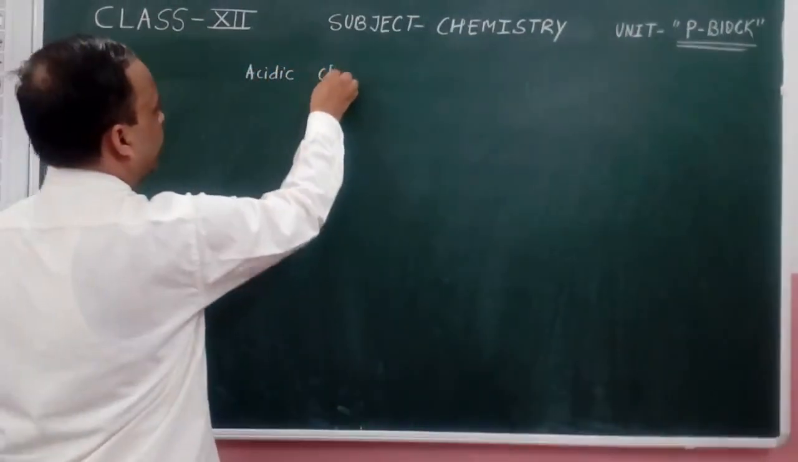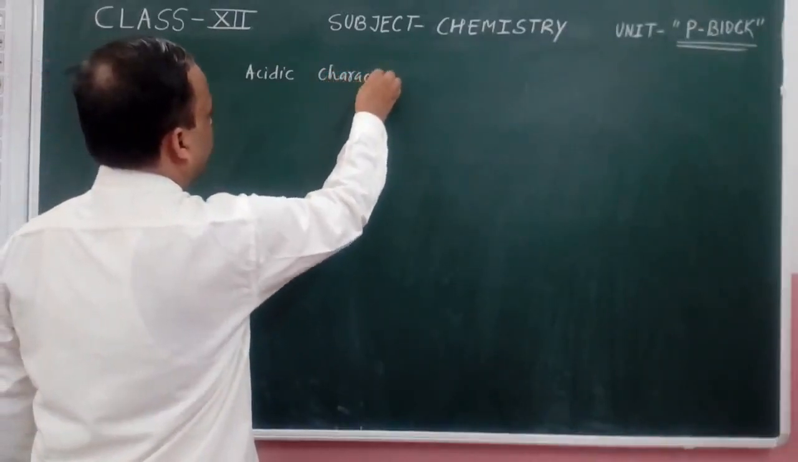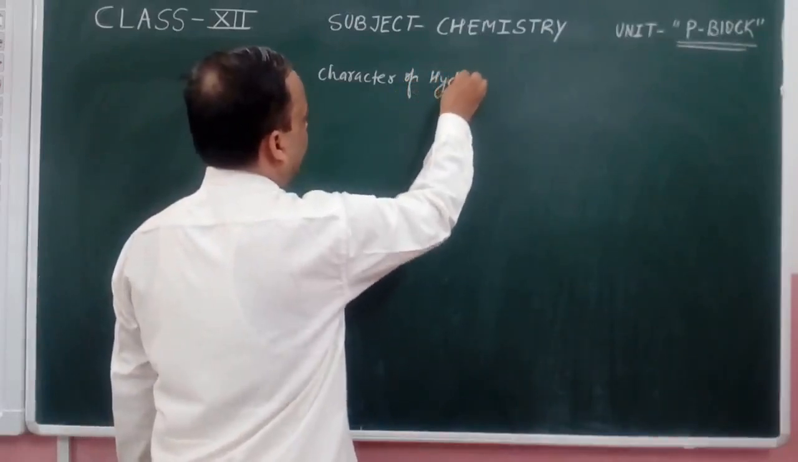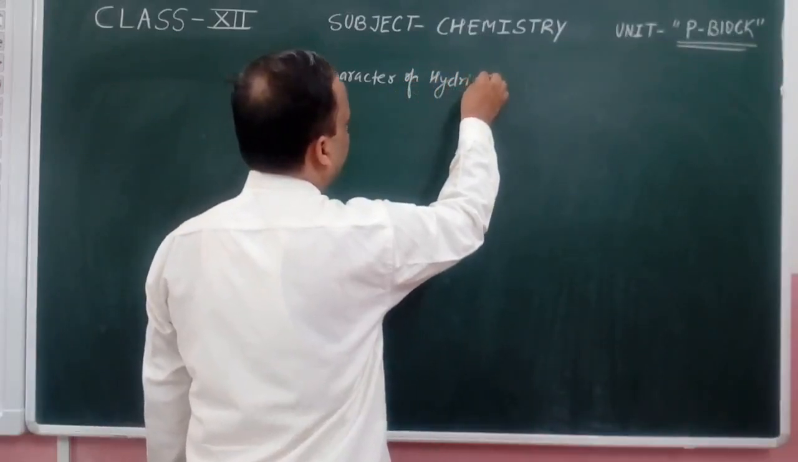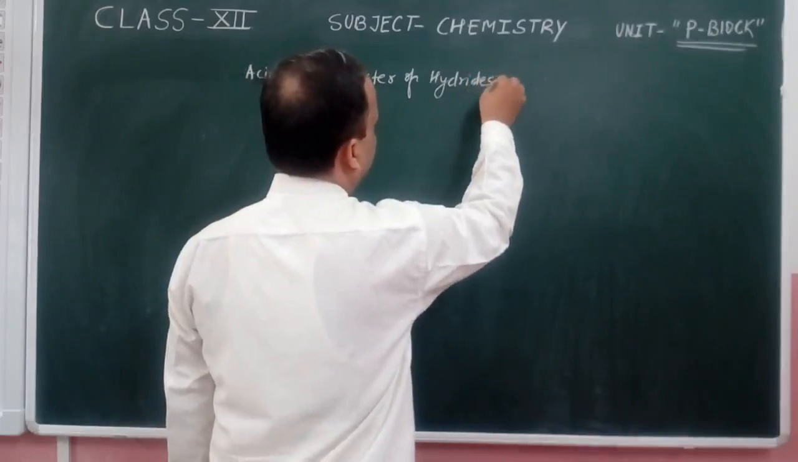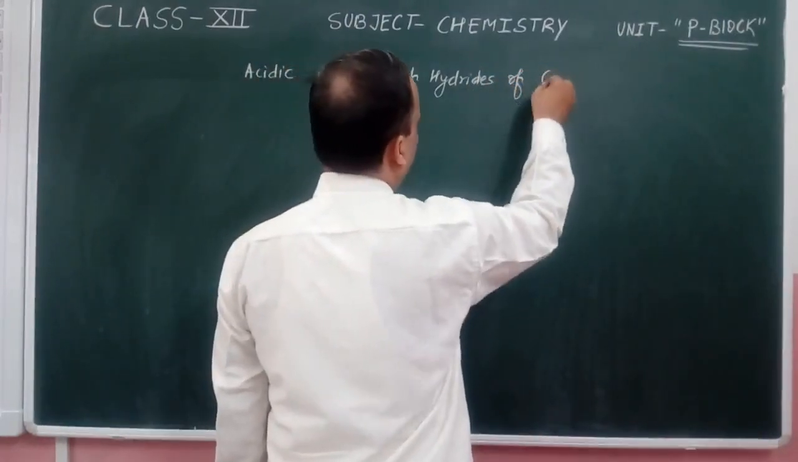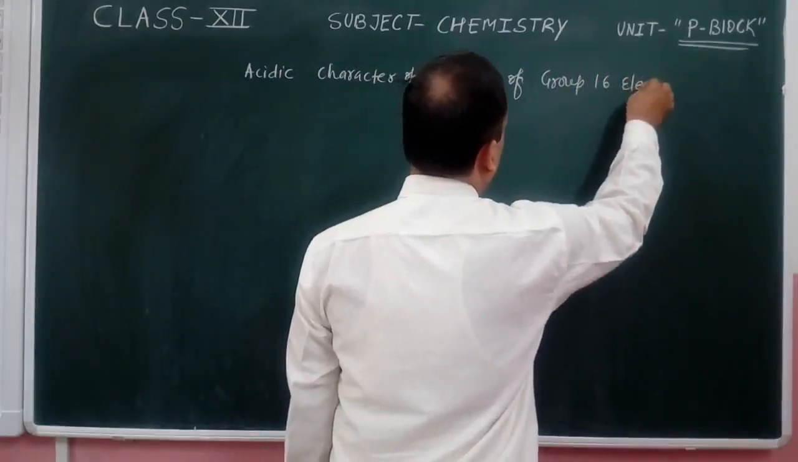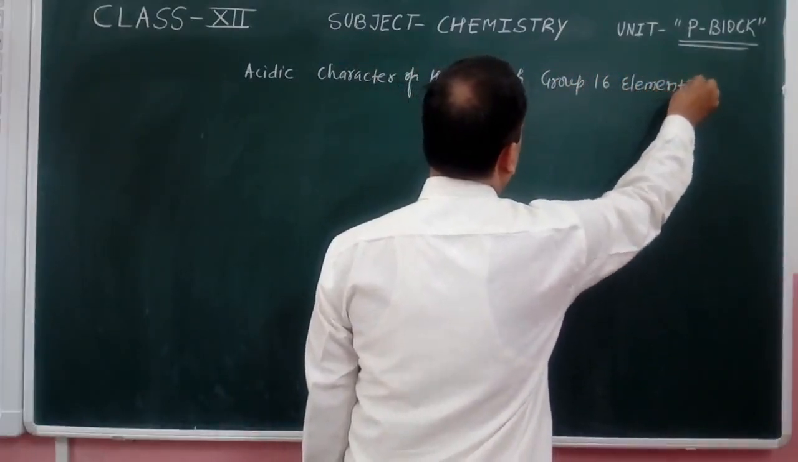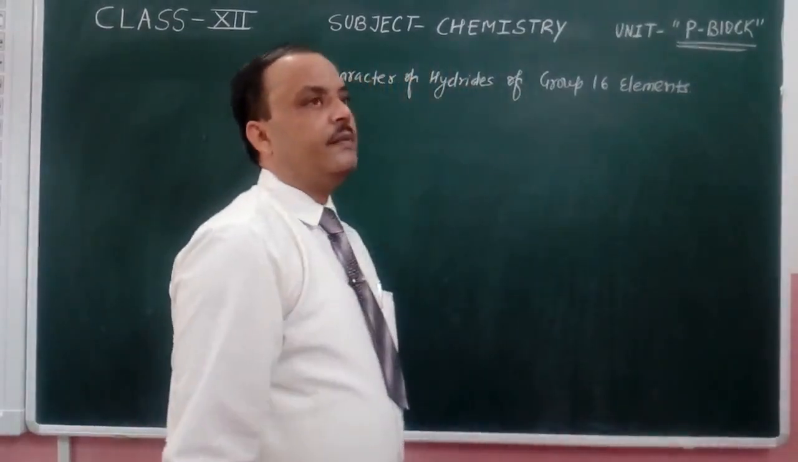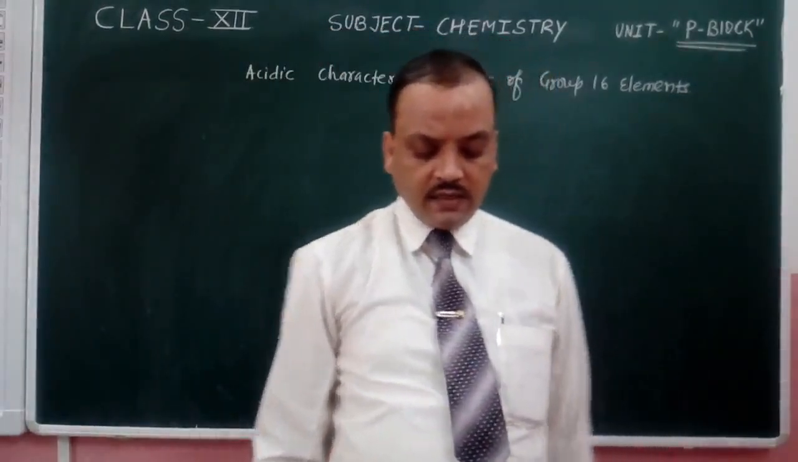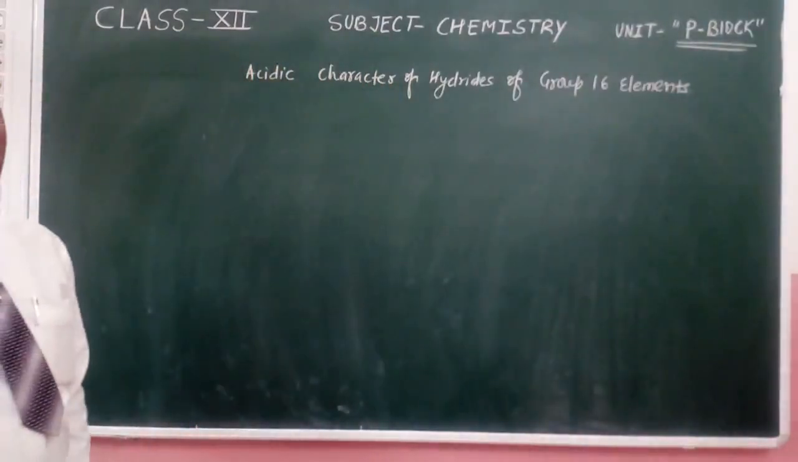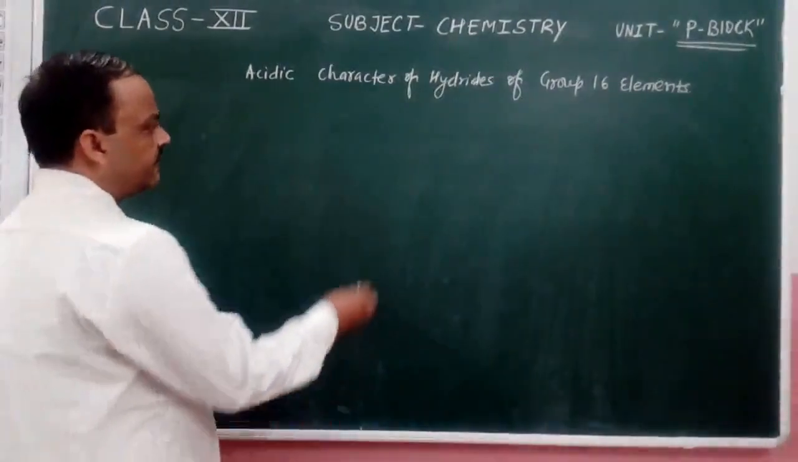Acidic character of hydrides of group 16 elements. It means how the hydrides show their acidic character, as weak diprotic or dibasic acids.